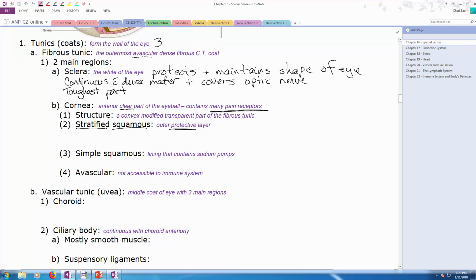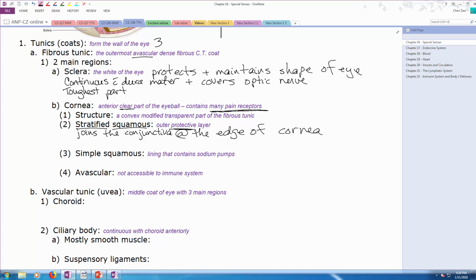Realize that this joins the conjunctiva at the edge of the cornea. So we have protection actually all over the exposed surface of our eyeball itself.